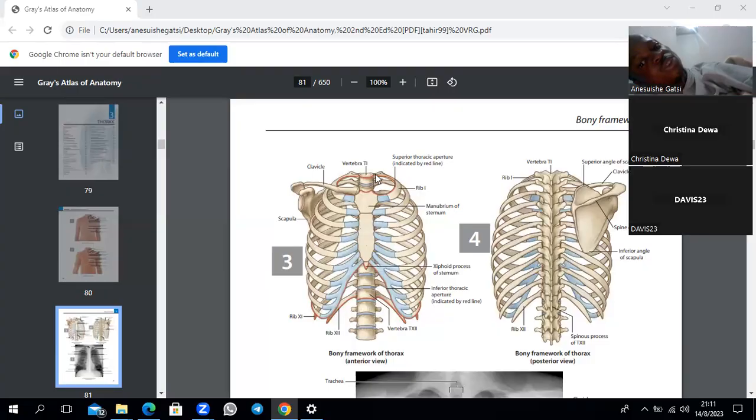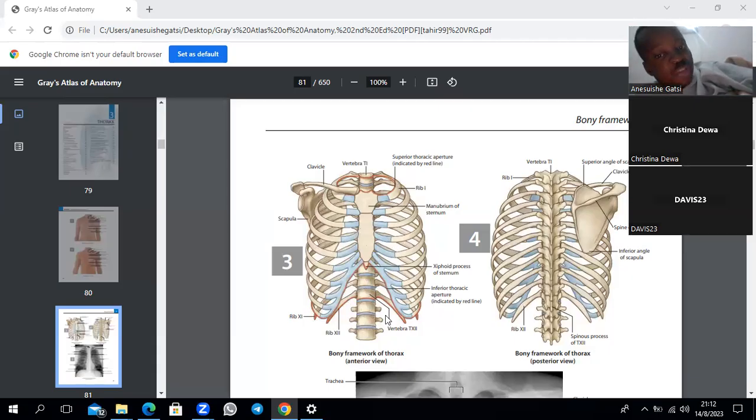Boundaries for this superior thoracic aperture. Anteriorly, there is this part of the sternum, or the superior part of the sternum. This part is called the manubrium sterni. So the superior border of the manubrium sterni forms the anterior boundary. And then the posterior boundary, we have T1 vertebra, thoracic vertebra number 1. Then laterally, we have the inner border, or we can call it the medial border of the first rib, right?